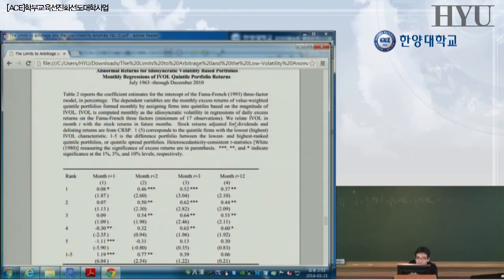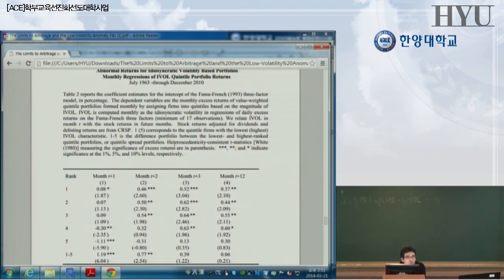Stock returns, adjusted of course for dividends and delisting returns, are from CRSP. Rank 1 corresponds to the quintile with the lowest variability, low-volatility stocks. 5 corresponds to the highest, high-volatility stocks. The difference portfolio between the lowest and highest ranked quintile portfolios, or quintile spread portfolio, is a long-short portfolio: a long position in low-volatility stocks and a short position in high-volatility stocks. Heteroscedasticity-consistent t-statistics measuring the significance of excess return are important.